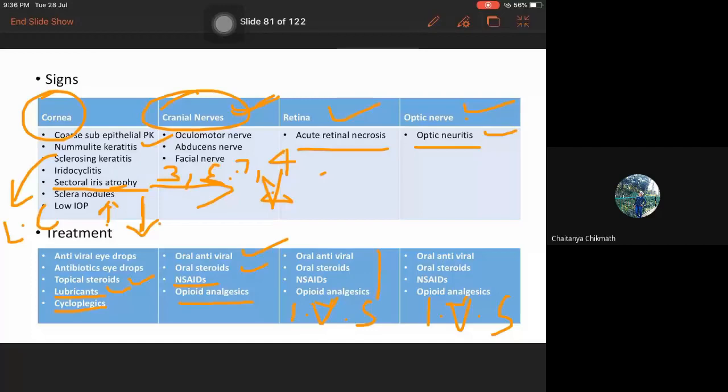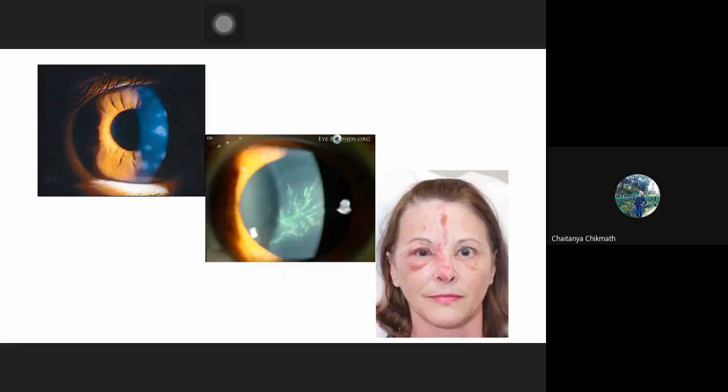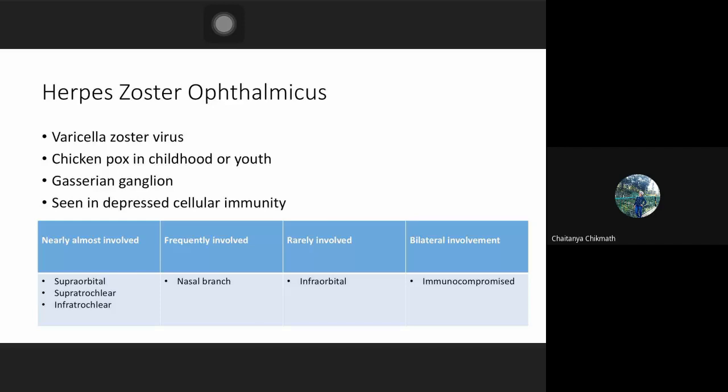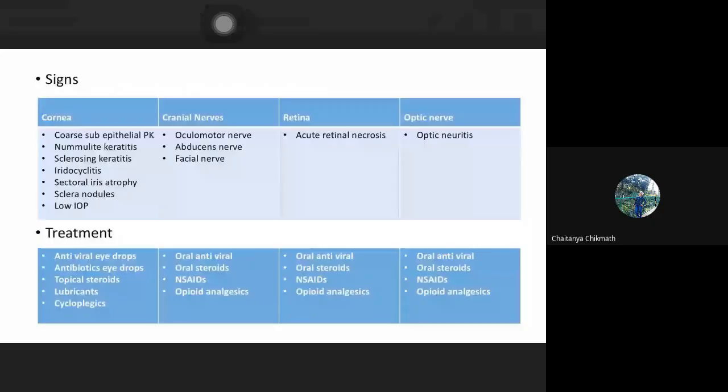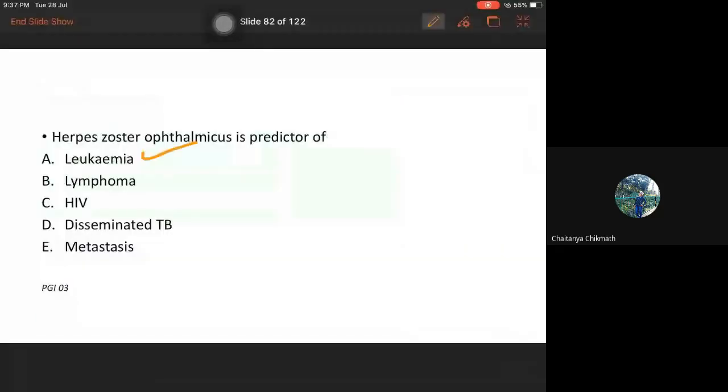See, I told you right in the beginning, if you remember this slide. You see here, I mentioned whenever there is a depressed cellular immunity. So, this question you can make out here. See, in all the conditions you have something known as a deranged cellular immunity. So leukemia, lymphoma, HIV, disseminated TB again, or metastasis, in all 5 conditions you will have a deranged cellular immunity. In all the conditions there is a possibility that the patient might develop herpes zoster ophthalmicus. So therefore the answers are all the 5, A to E.